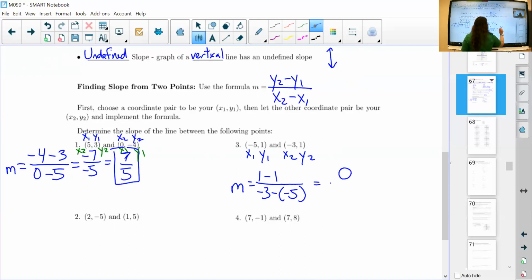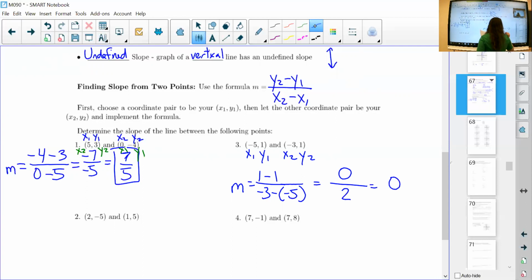1 minus 1 is 0. Negative 3 minus negative 5. It's a little tricky, so I might rewrite this as negative 3 plus 5, right? Subtracting a negative is the same as adding a positive. Negative 3 plus 5 is going to give me 2.